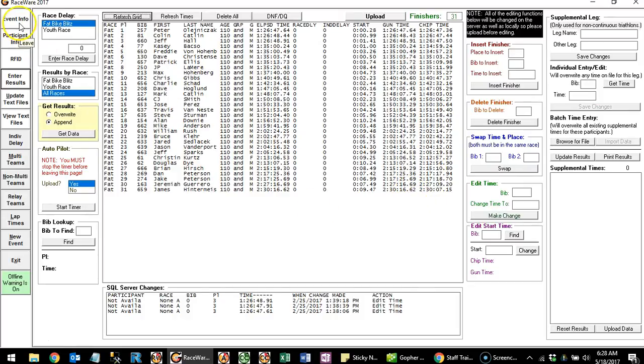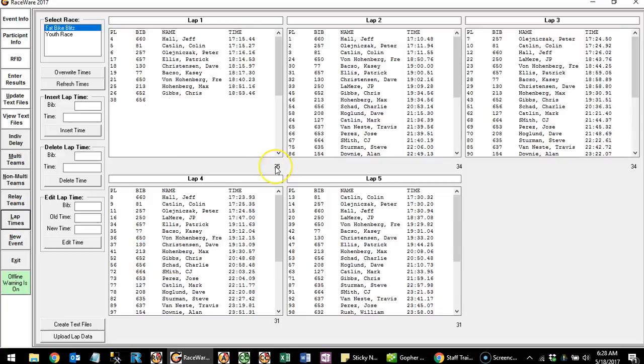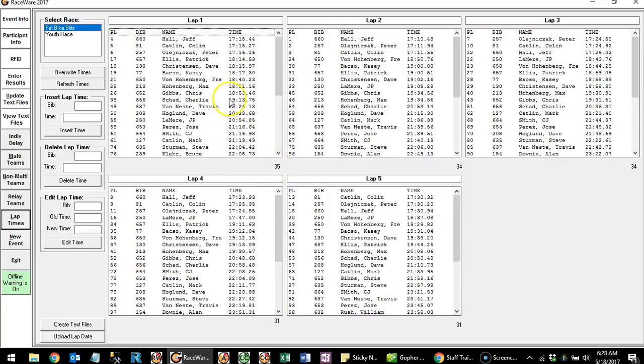And that doesn't count their start read. This race had a chip start, so that doesn't count. Then every time they come across the mats, it'll check. If it's their first time across the mats, it'll fill it in here, and it won't count that as their finish time, no matter how fast or slow they are. Second time across the mats, it'll fill in here. It won't count that as their finish time. The third time across the mats, the same. The fourth time across, and finally the fifth time, it will give them a lap five time, but that's when it will also count them as a finisher.